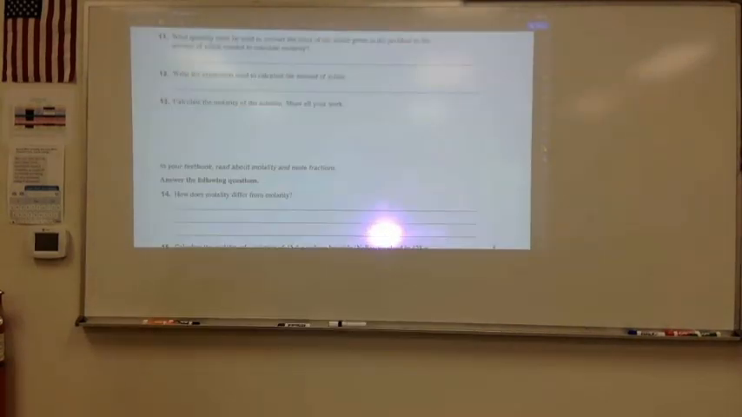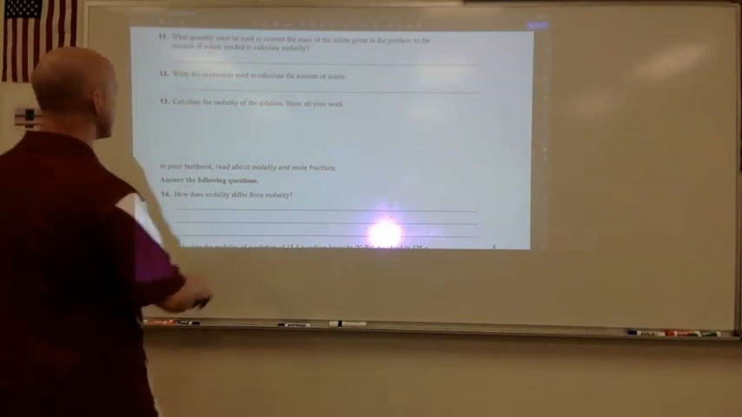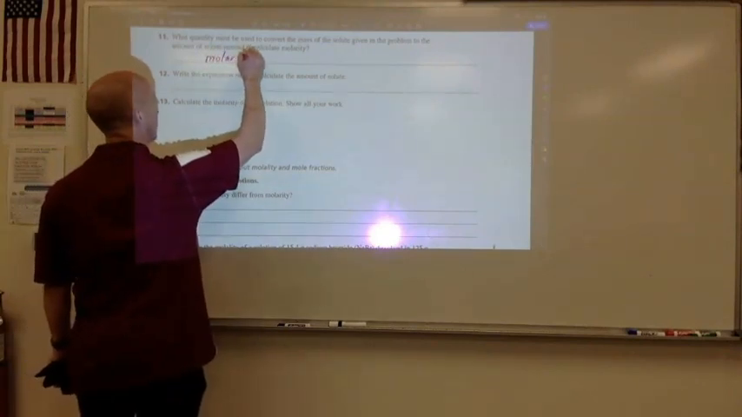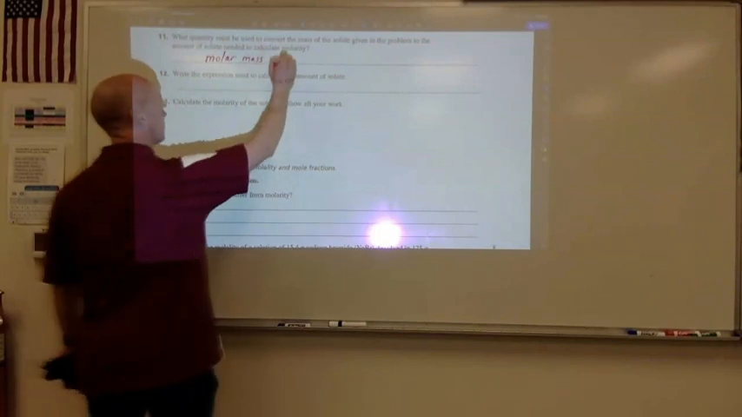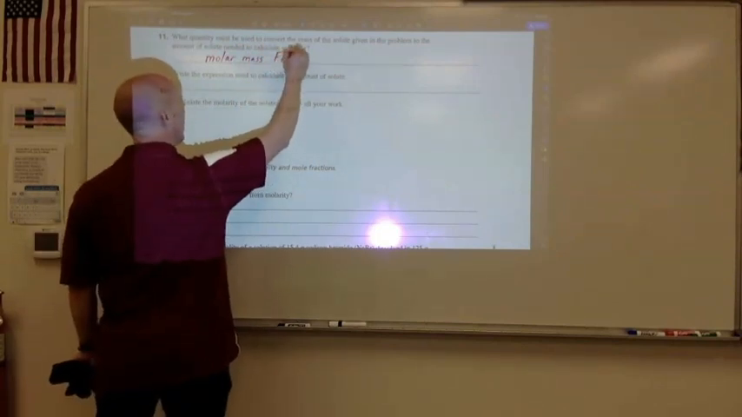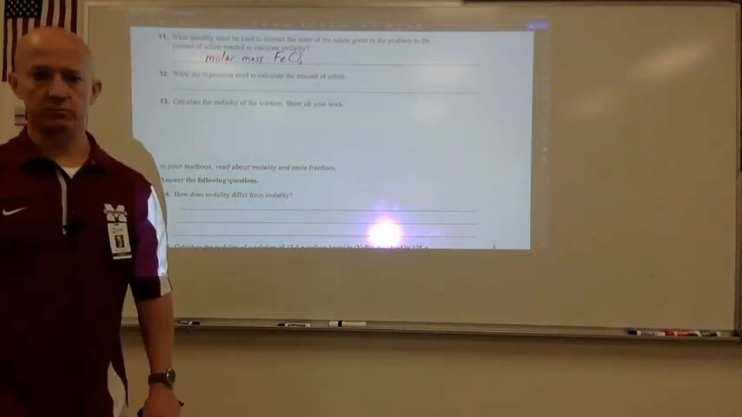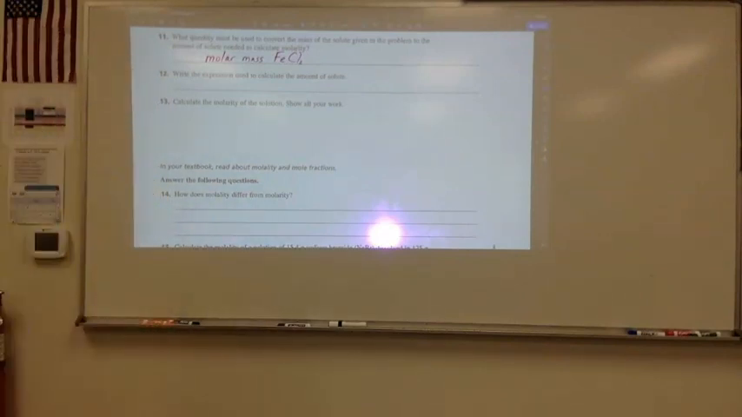What quantity must be used to convert the mass of the solute given in the problem to the amount of solute needed to calculate molarity? Well, that would be the molar mass, wouldn't it? The molar mass of iron(II) chloride, FeCl2.